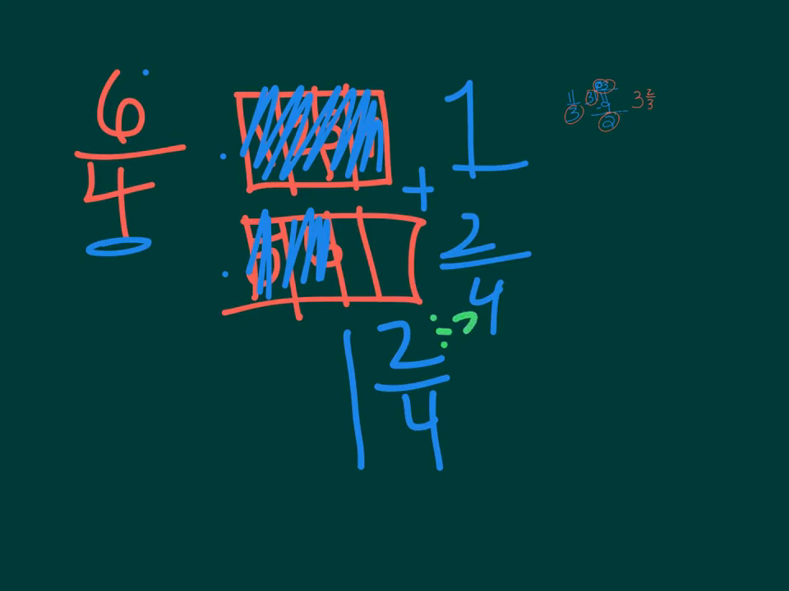Divide by 2, divide by 3 if I can. Here I can divide by 2. 2 divided by 2 is 1. 4 divided by 2 is 2, and my whole number stays the same, 1 and 1/2. So 6/4 is equivalent to 1 and 1/2. That's my mixed number, right?